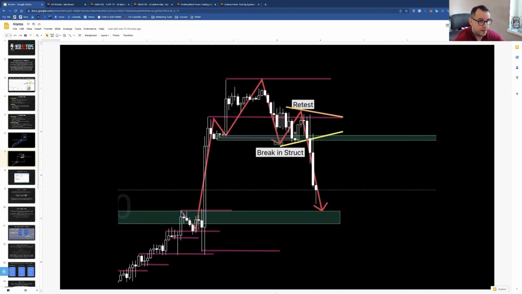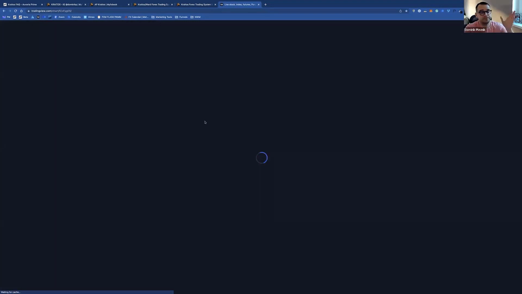This break of structure doesn't just happen on M30. It has to happen on M30, H1, or H4 for Kraitos to take a trade. This is really, really important for you to understand, that you're not just going to see trades for the sake of trades. Let's say I'm going to open up TradingView and explain it to you.